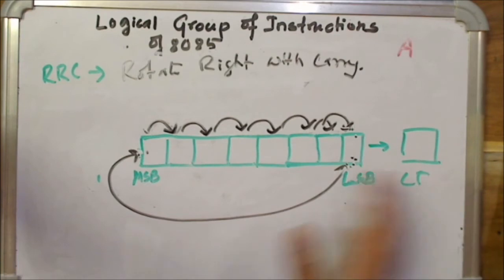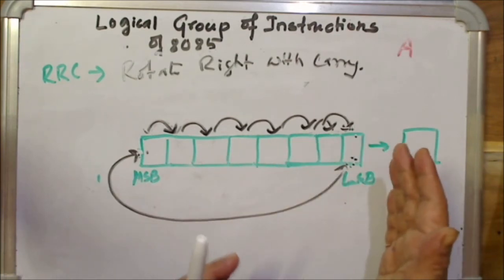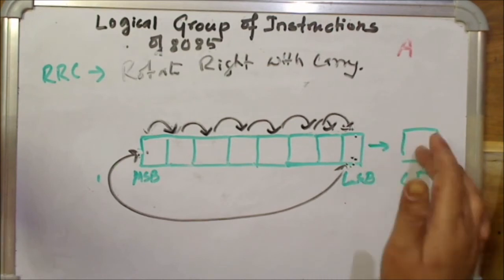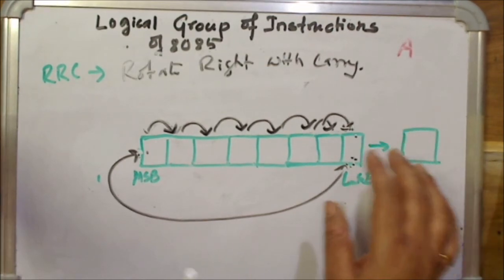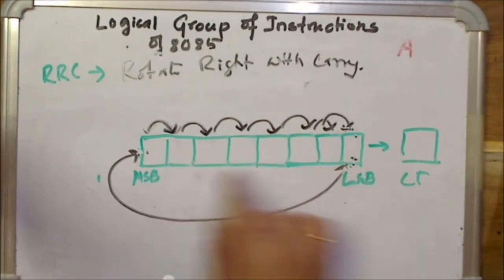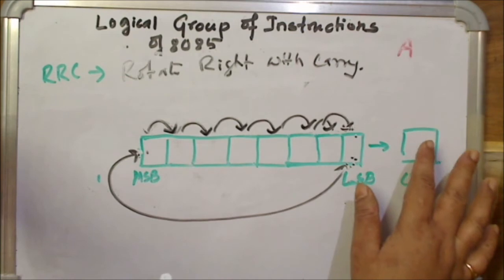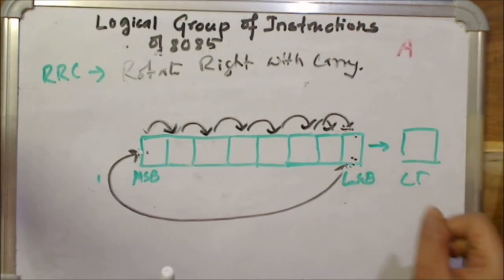The carry flag is taking the dump of the rotation. Okay, what is left after rotation? That is dumped into the carry flag. So it is not taking any part in the rotation. Only the register A is taking part in the rotation. The carry flag is taking only the leftover of the rotation.